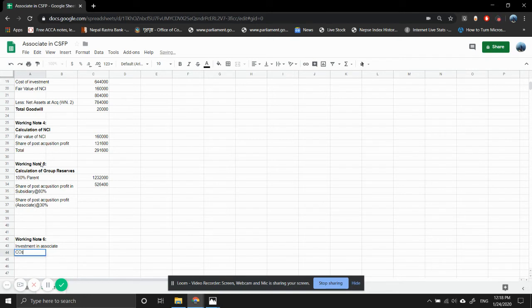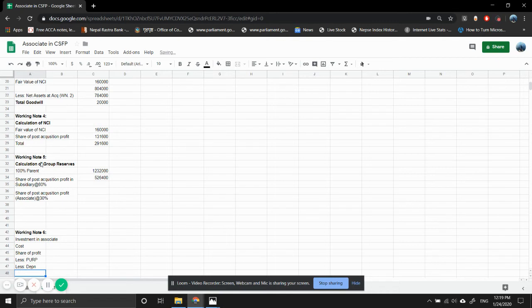Okay, so the standard pro forma is cost, and then after that the post acquisition profit, or share of profit, you could say, share of profit. And then after that, if there is any PURP, you would less PURP, less depreciation, less impairment.